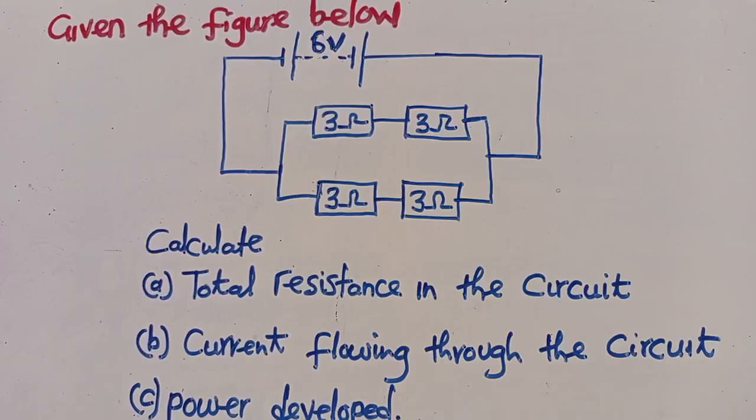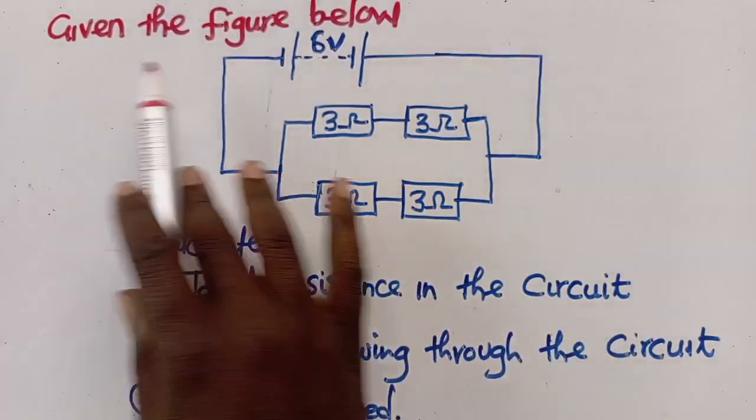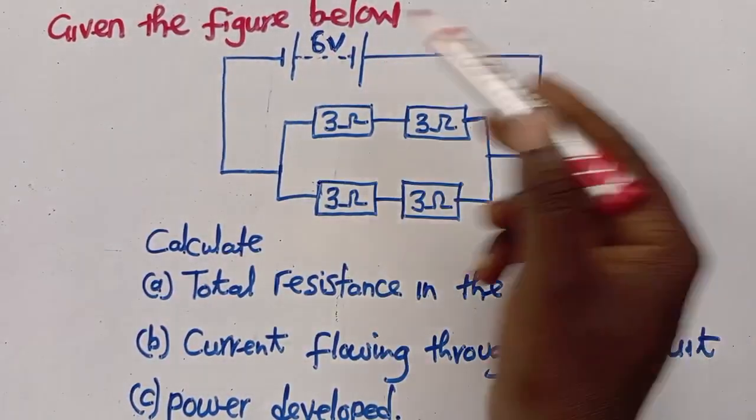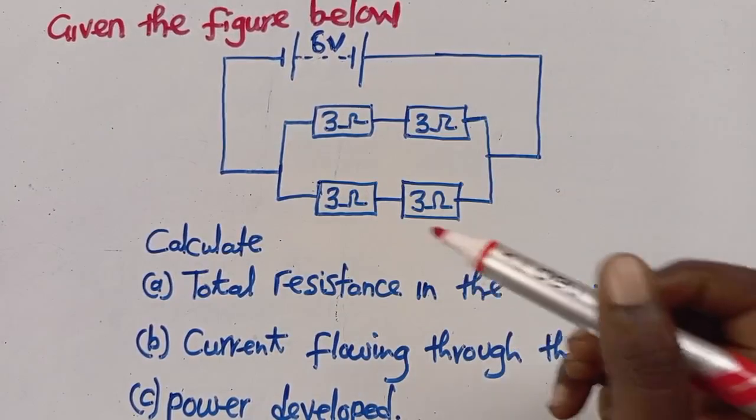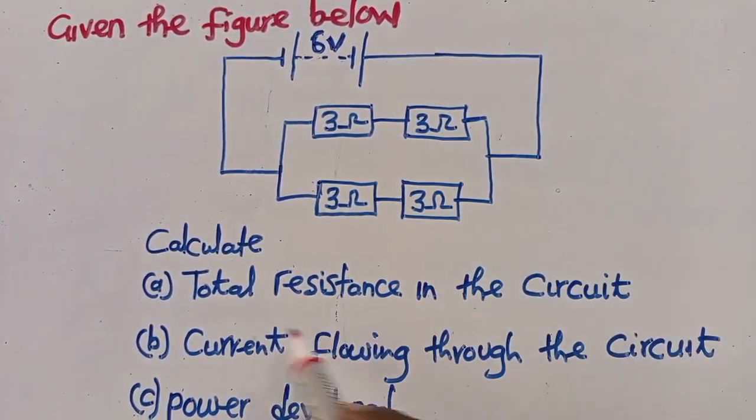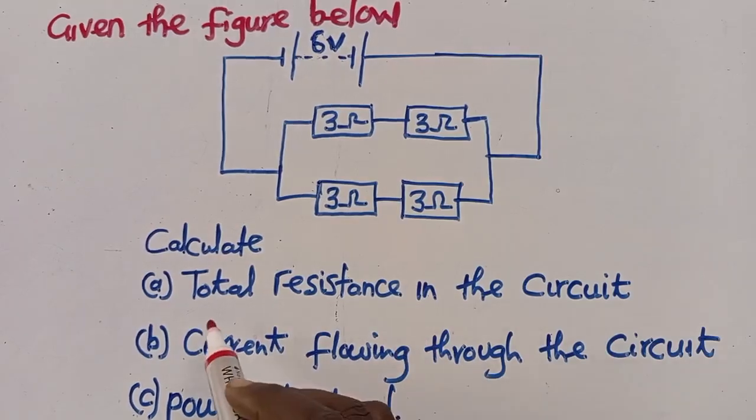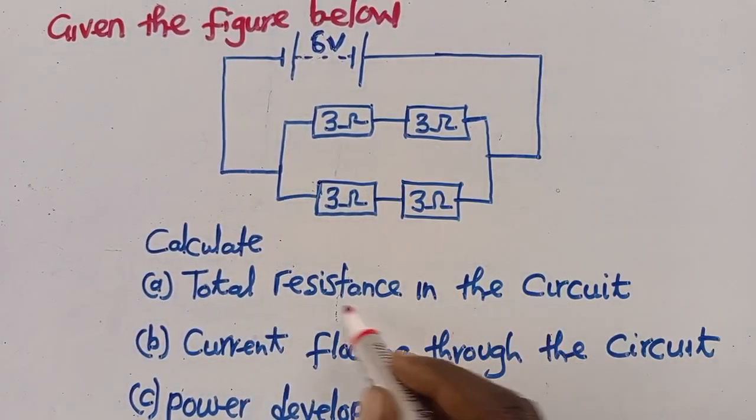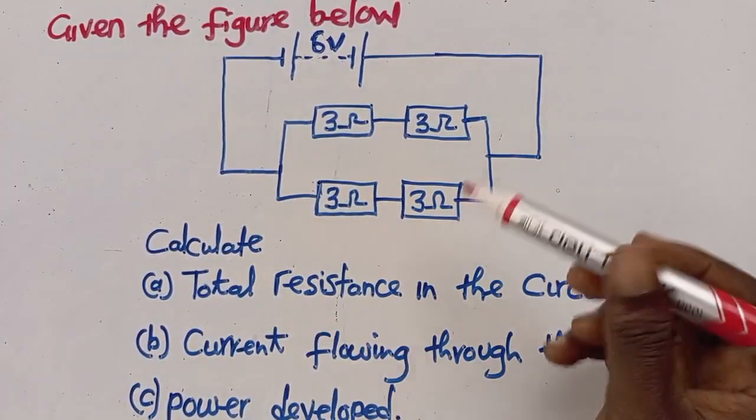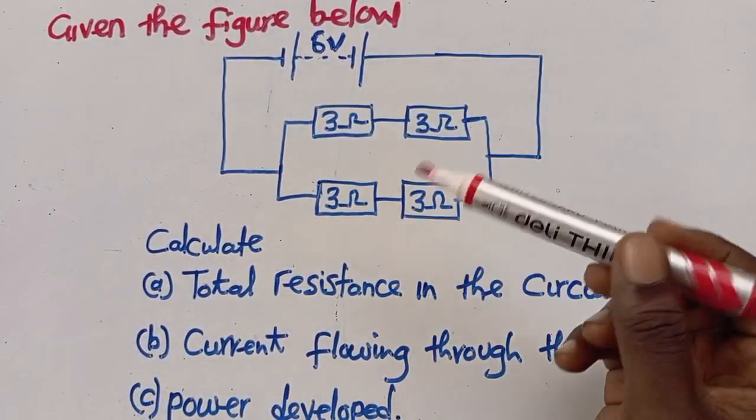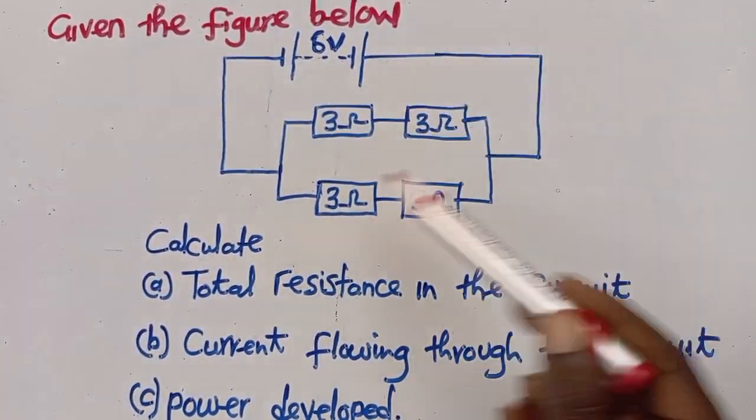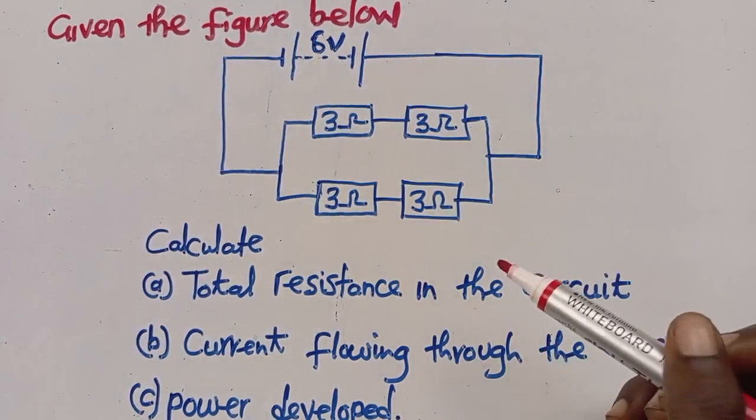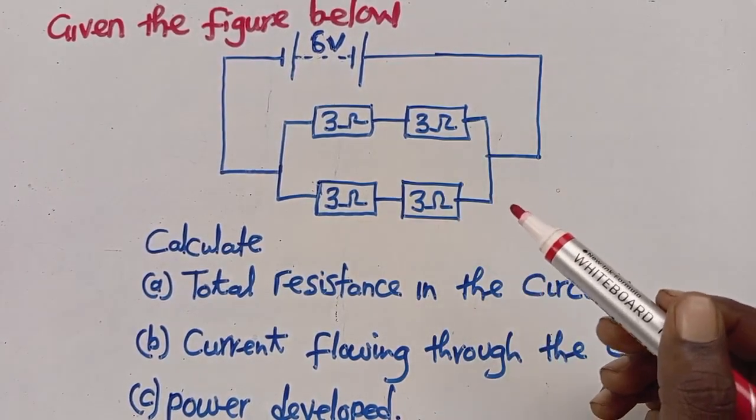So this is a wonderful question that I want us to answer together. Let's see how we can go about this particular question. Given the figure below, we are given this particular circuit diagram. The first question here, we are told to calculate the total resistance in the circuit. So we want to calculate the total resistance that is in this given circuit diagram. How then do we calculate the total resistance?